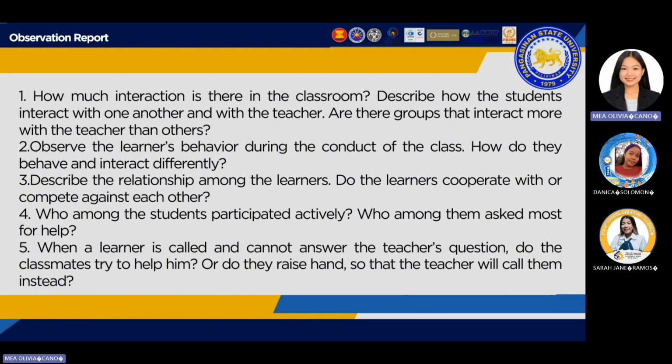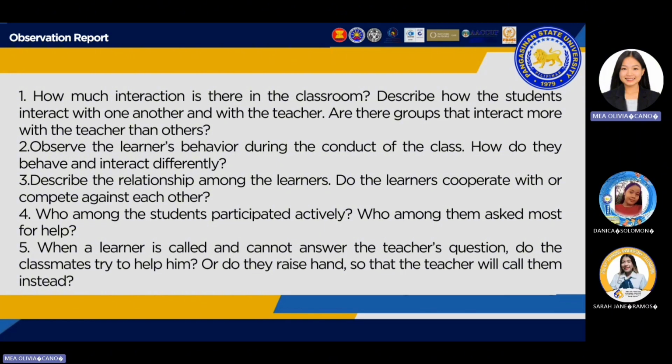Number 3 is describe the relationship among the learners. Do the learners cooperate or compete against each other? The classroom environment facilitated a mix of cooperation and healthy competition, and various educational games were introduced, incorporating an element of healthy competition such as rewards and applause for the winners. Despite this competitive aspect, the cooperation among the learners remained evident since yung mga activities were designed to encourage teamwork and collective problem solving na ginawa talaga ni teacher for friendly competition.